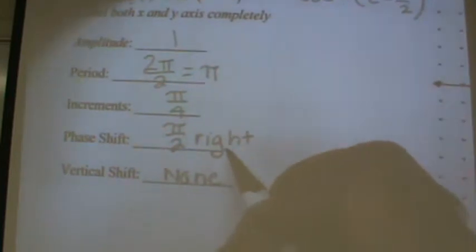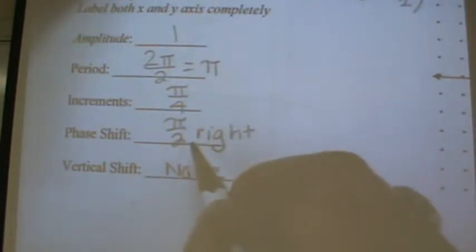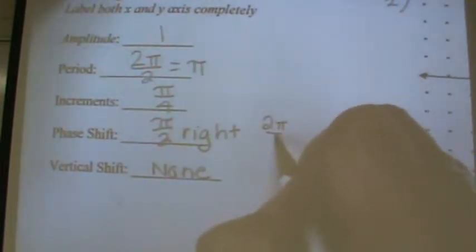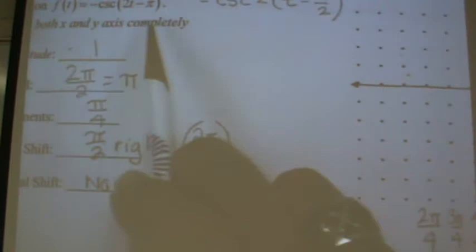Now, you're starting at pi over 2 to the right, but you're going to be counting by pi over 4. So I would change this to 2 pi over 4. That's your start position, 2 pi over 4. Because when you count by pi over 4, it's so much easier. So this would be 3 pi over 4, 4 pi over 4, 5 pi over 4, 6 pi over 4, and that's going to give you 1 full period. We're not shifting up or down. There's no vertical shift. And this is the upside down what curve? Sine curve.